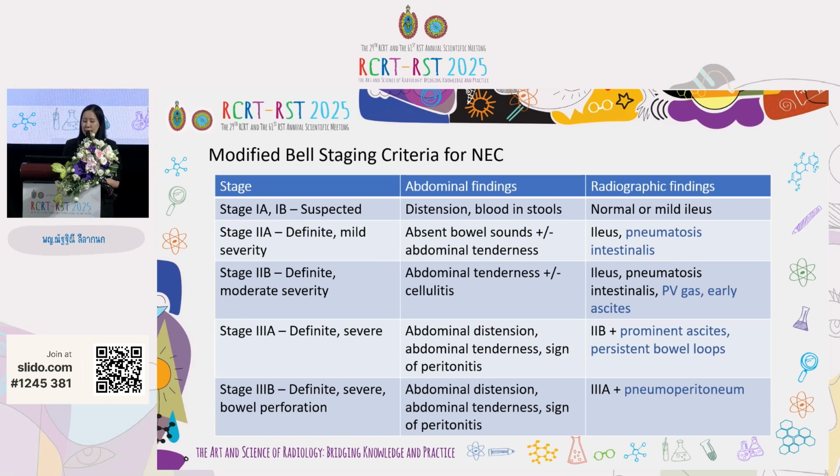Stage 3A indicates a definite and severe form of NEC. Abdominal findings include those of stage 2B along with signs of peritonitis. Radiographic findings resemble those of stage 2B plus prominent ascites and persistent bowel loops. And stage 3B represents the most severe form, accompanied by bowel perforation, which we will see as pneumoperitoneum on the plain radiograph.